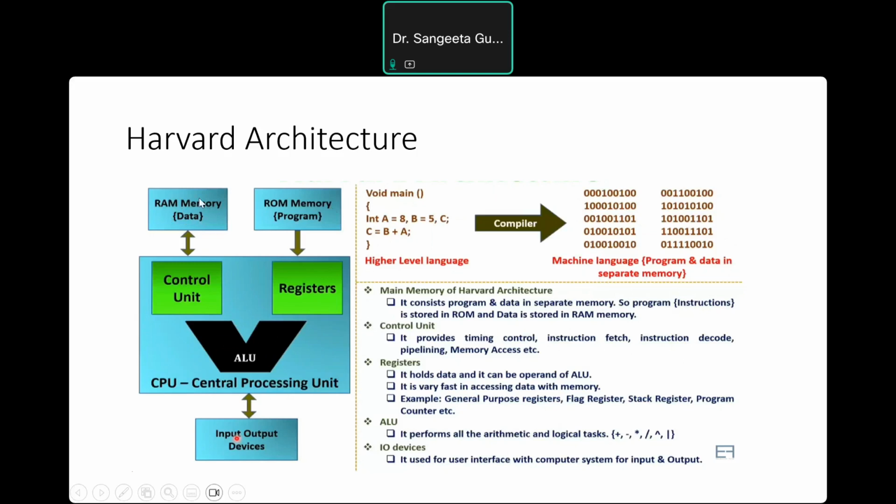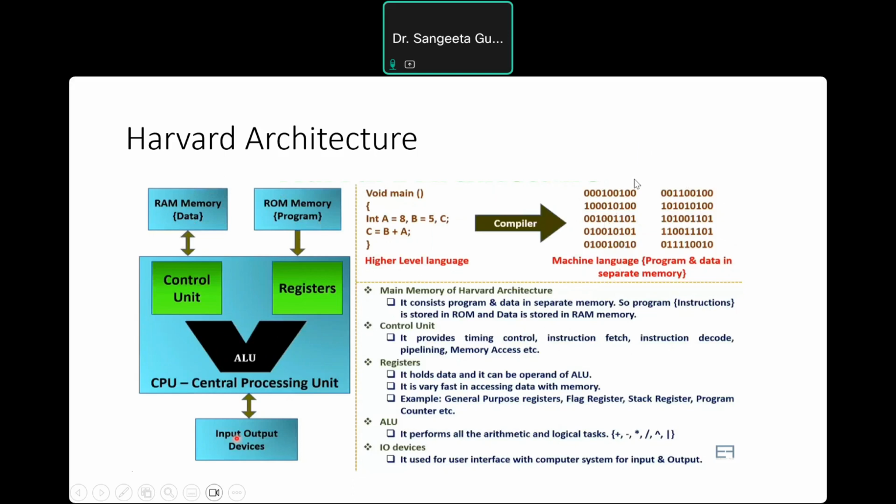It is a preferable place to store the data because data keeps on changing frequently, and RAM is a suitable place to store the data on a temporary basis, whereas programs change infrequently. Hence, ROM, that is read only memory, is a suitable place to store the programs. Now, when we are using separate memories to store the data and programs, once the program is compiled, the code generated is also residing in the respective separate memories.